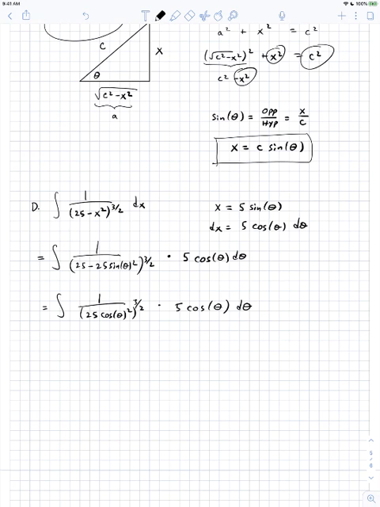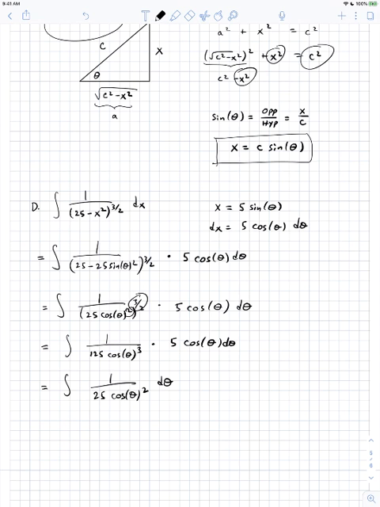So if you raise something to the 3/2 power, that's like taking the square root and then cubing it. So you're going to have the integral of 1 over the square root of 25, which is 5, and then we cube it. So 125 cosine cubed theta, since you multiply the exponents and get the third exponent, times 5 cosine theta, d theta. So we can simplify this. This is the integral of 1 over, 5 into 125 is just going to give you 25, and then same with the cosine, you're going to have cosine theta squared, d theta.